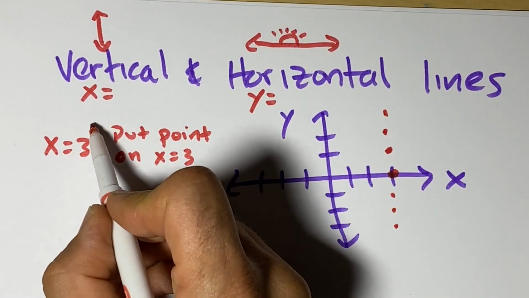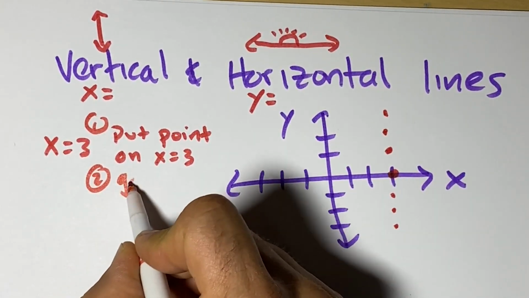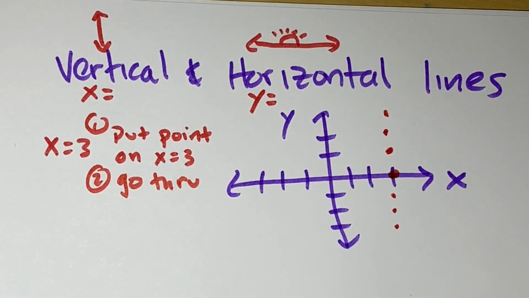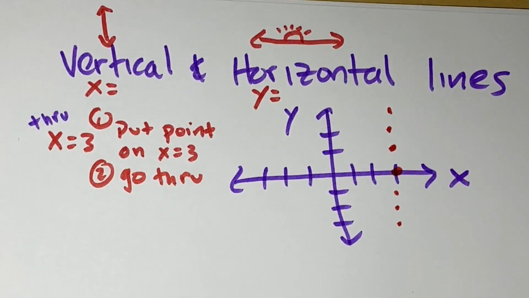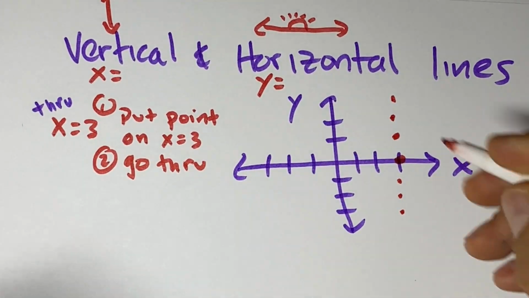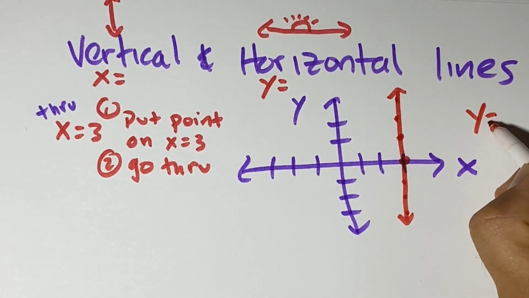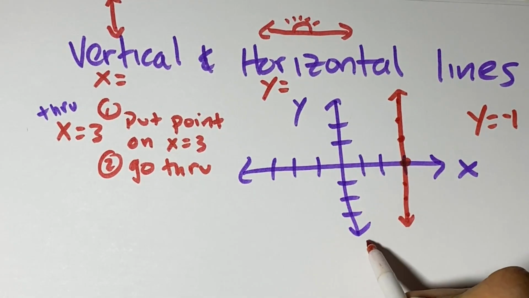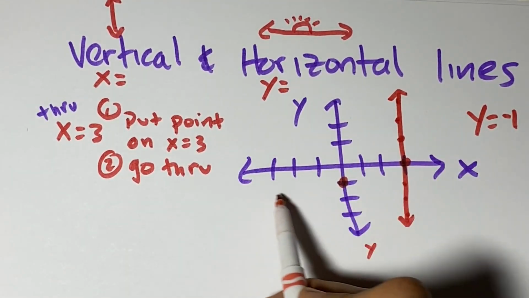But my method is to put a point on x and then go through the x-axis. So when x is 3, I'm going to go through the x-axis. That's the way I remember it. So we're going to go here and go through the x-axis. So if I say y equals -1, I'm going to put a dot where the y-axis has -1, here. And I'm going to go through the y-axis.